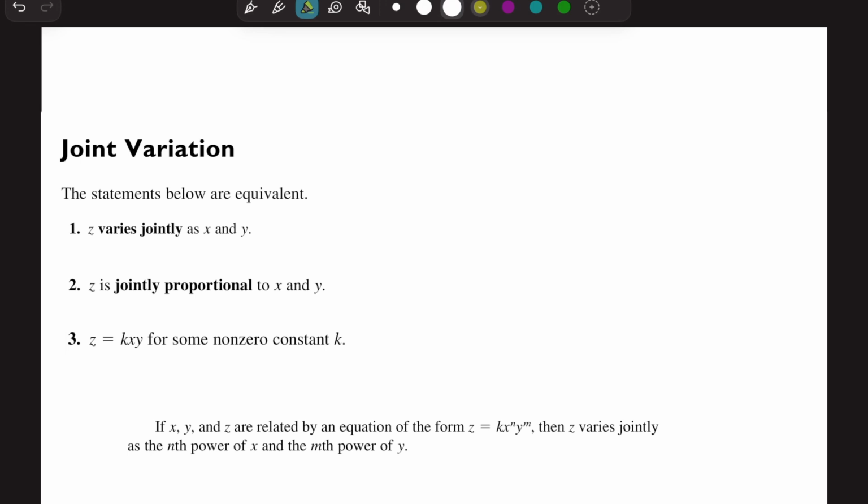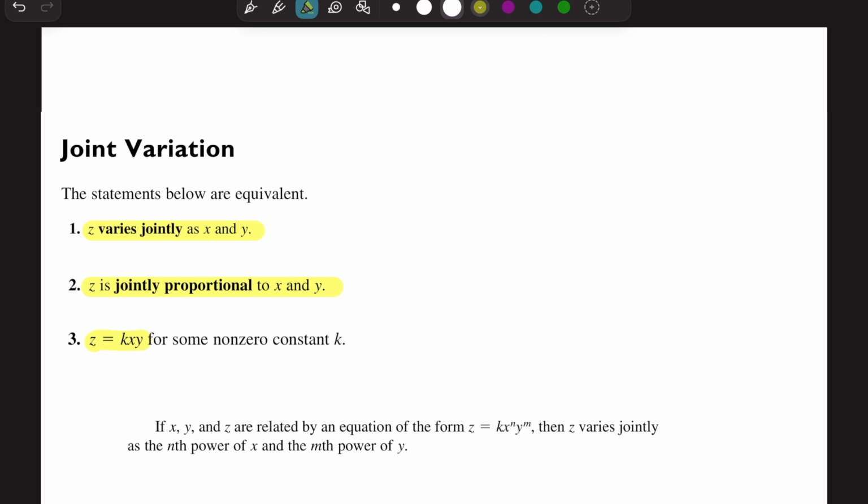Okay. Our last type of mathematical model is going to be joint variation. So the statements below are equivalent. We say Z varies jointly as X and Y, or Z is jointly proportional to X and Y. And the equation that that's indicating is Z equals KXY, where K is some non-zero constant.